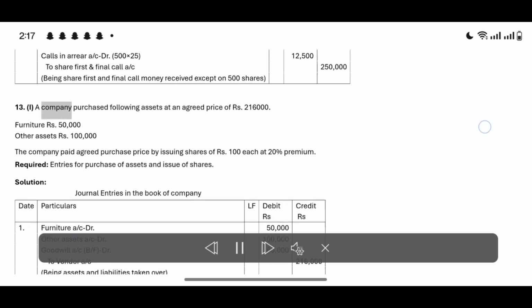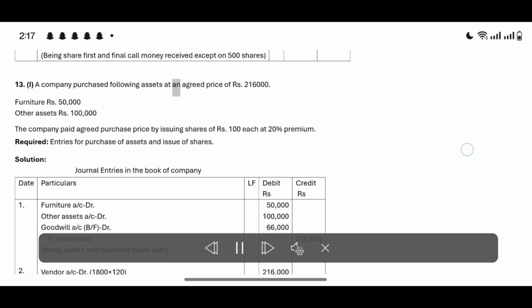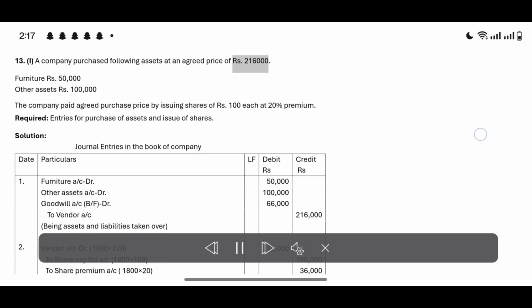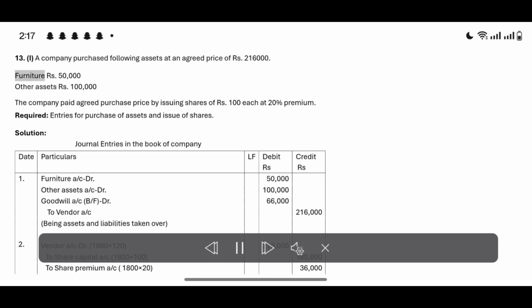13. 1. A company purchased the following assets at an agreed price of 216,000 rupees: furniture 50,000 rupees, other assets 100,000 rupees. The company paid the agreed purchase price by issuing shares of 100 rupees each at 20% premium. Required: entries for purchase of assets and issue of shares.